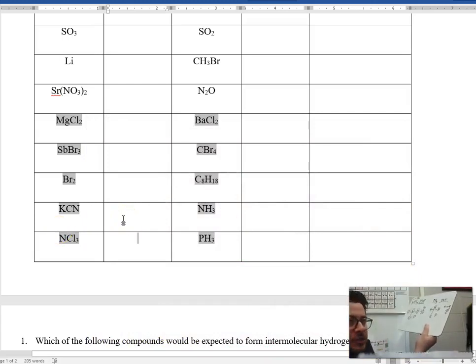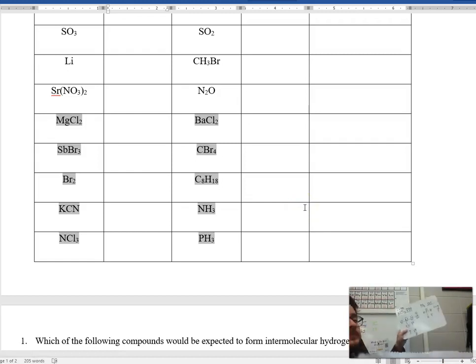NCl3 or PH3. So N is number 7 on the periodic table. Chlorine is number 17 on the periodic table. And there's 3 of them. Phosphorus is number 15 on the periodic table. And hydrogen is number 1 on the periodic table. And there's 3 of them. So if you look at those numbers, it looks like PH3 is going to be a lot smaller. PH3 should be the stronger dipole-dipole force then out of the 2. PH3. And so that's how you're going to do the practices. Start doing the ones above it and start going through.